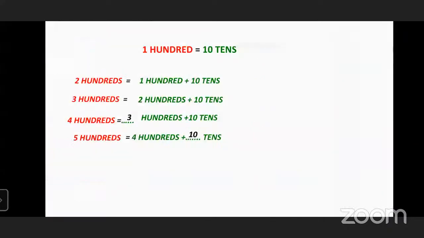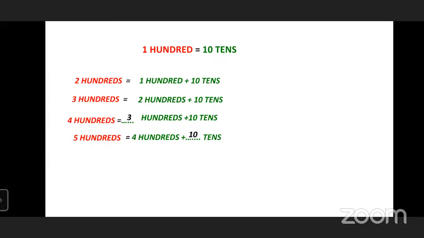So see this relation, what we have seen: 100 is equal to 10 tens. As we have learned, whenever we do the subtraction, we have to untie only 100. If it's a 3-digit number, we have to untie only 100, and the remaining hundreds we will write as it is. So see here, what is the relation between 100 and 10? 100 is equal to 10 tens.